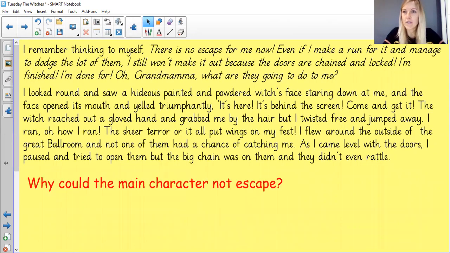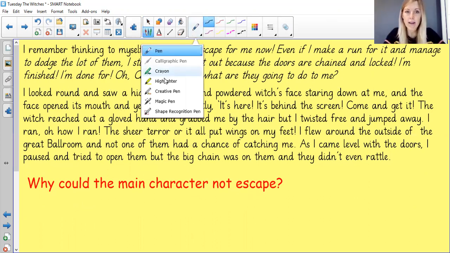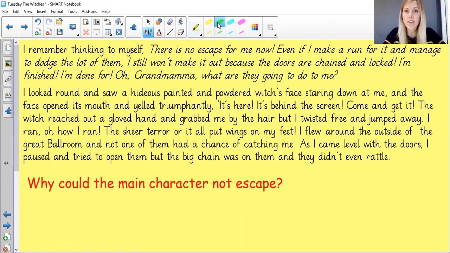So I'm just going to focus on the first part of our extract. My question: why could the main character not escape? So you're going to start reading through this a little bit quicker, and you're going to look for clues in the text to help you. I'm going to use my highlighter again. If you've printed your text out at home, you could do the same thing. I'd like you to pause the screen and have a look through the text and see if you could answer this question.